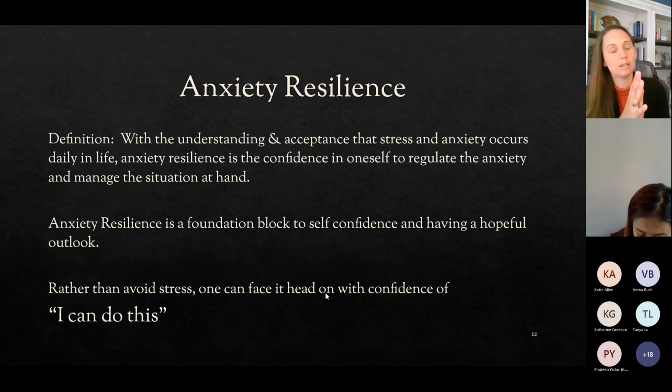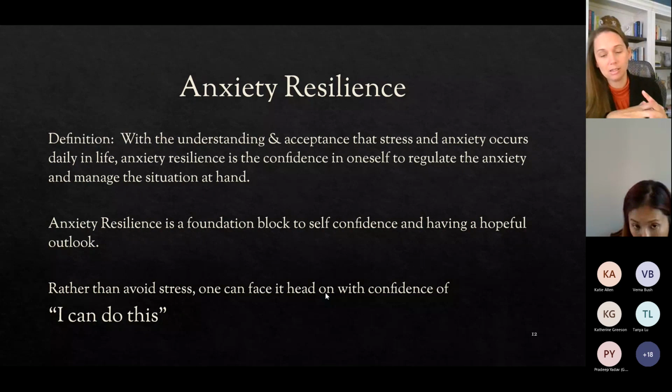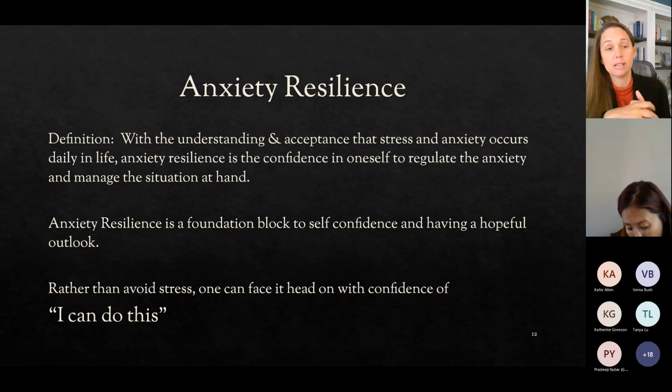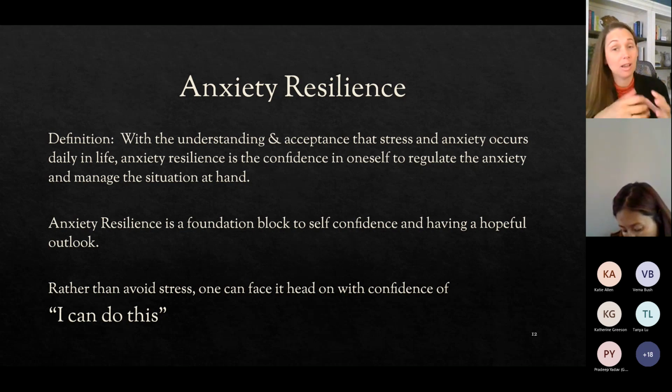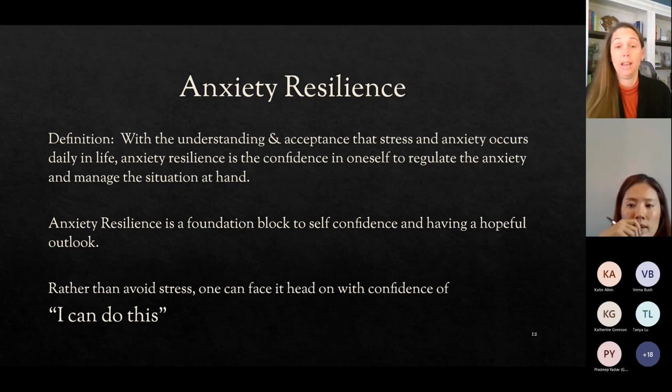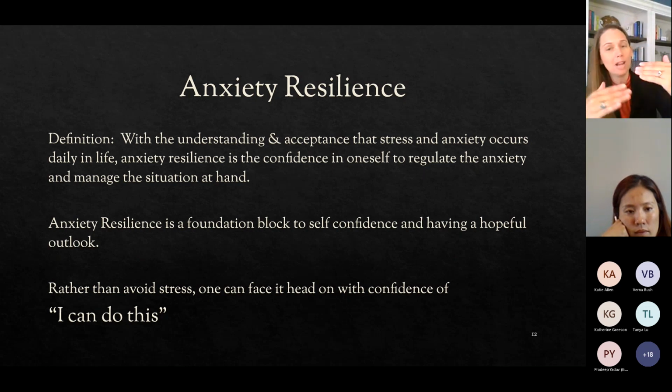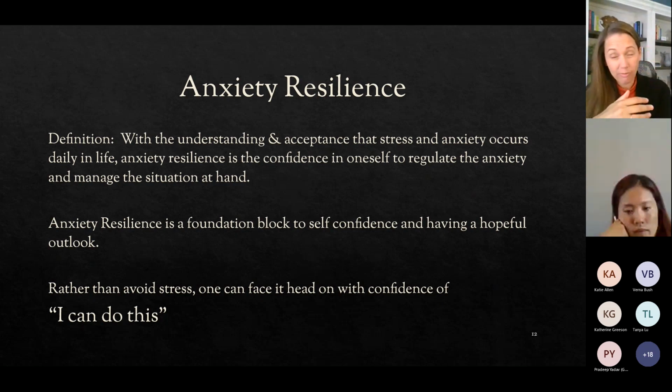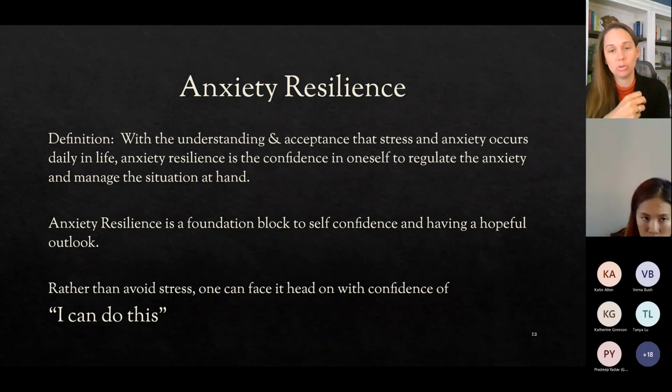So anxiety resilience, to really define this, is my definition of what anxiety resilience is. First, it starts with the understanding and acceptance that life is messy and stressful, and there's going to be anxiety in our life. We're not going to live a stress-free life. So it's first having that acceptance that stress will be there. And then having that resilience because we have confidence in, I know how to handle that anxiety. I know how to handle stress.